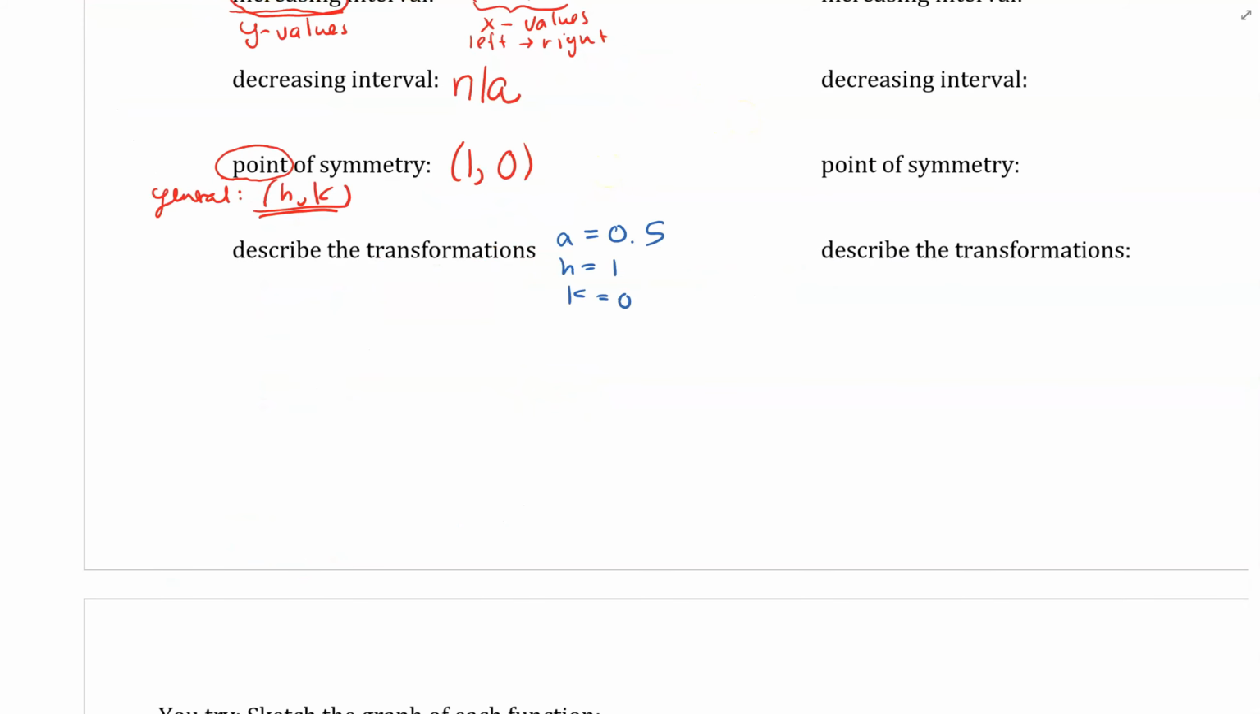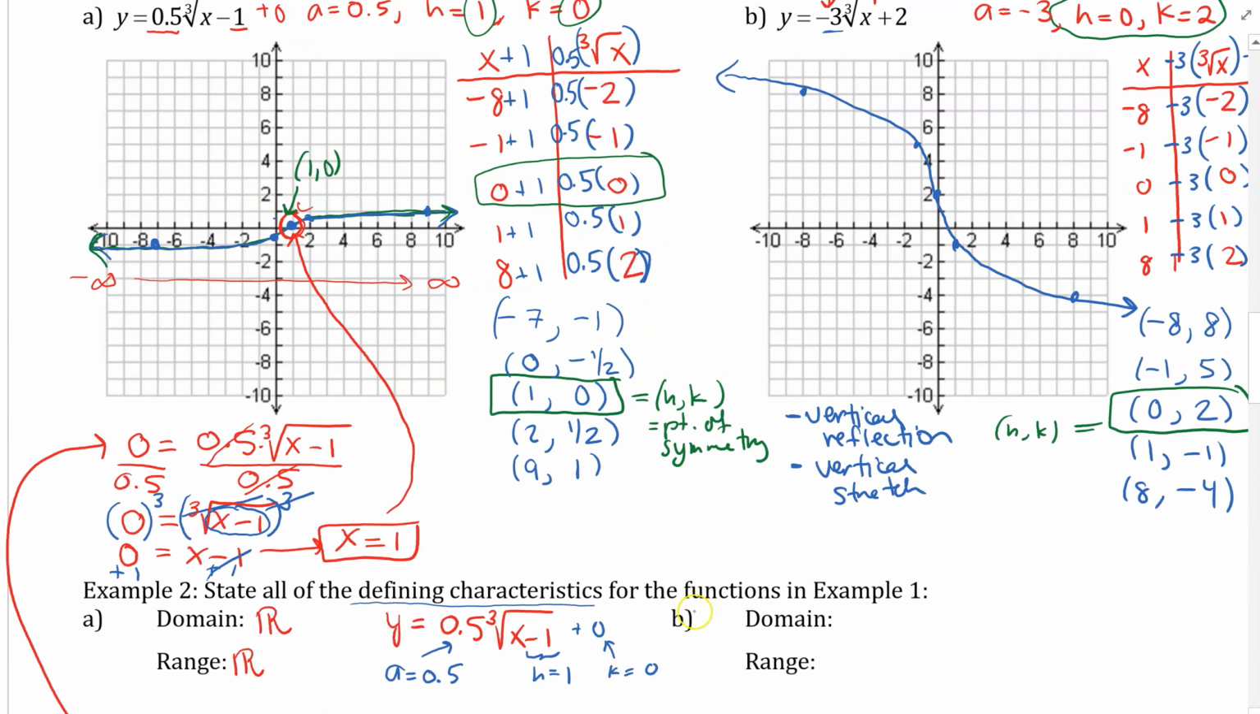So what those transformations mean is that there is a vertical shrink of 1/2 because 0.5 is less than 1. And the graph is going to shift to the right because h is positive, 1 unit because it's 1, and there's no vertical shift.